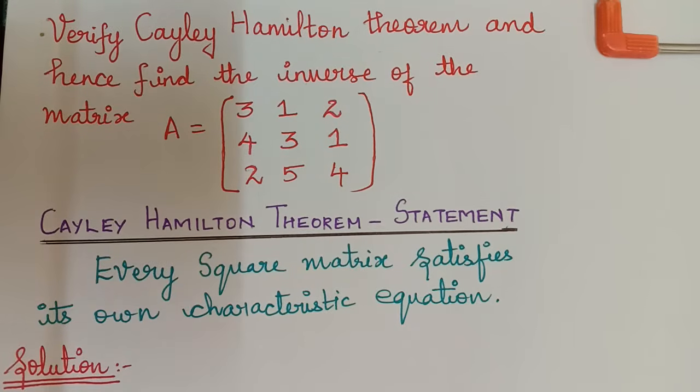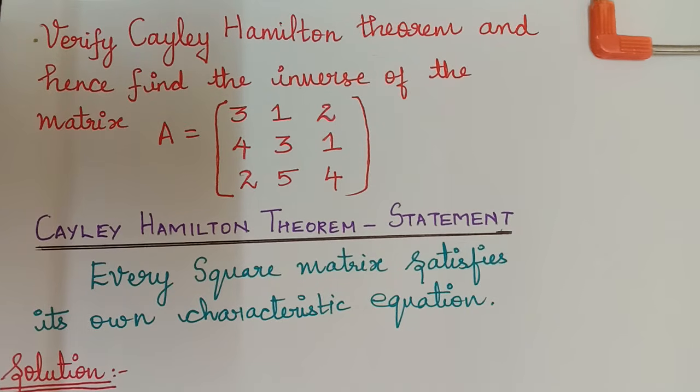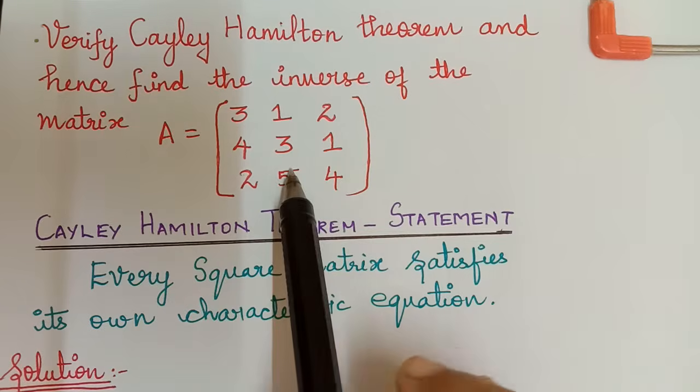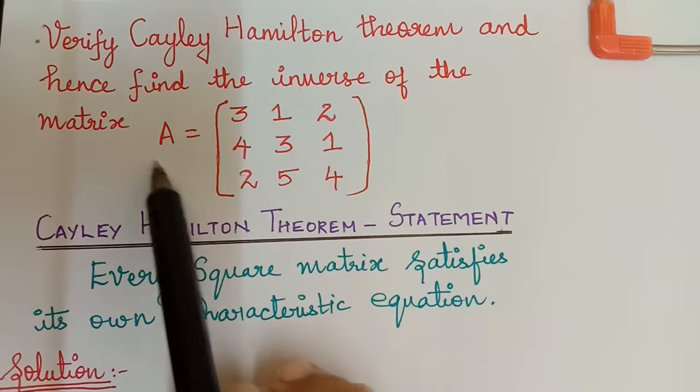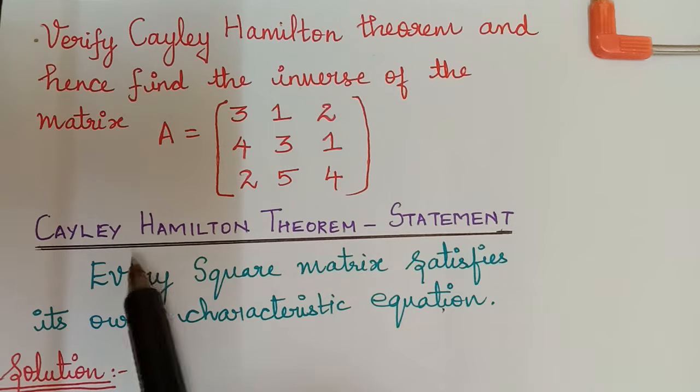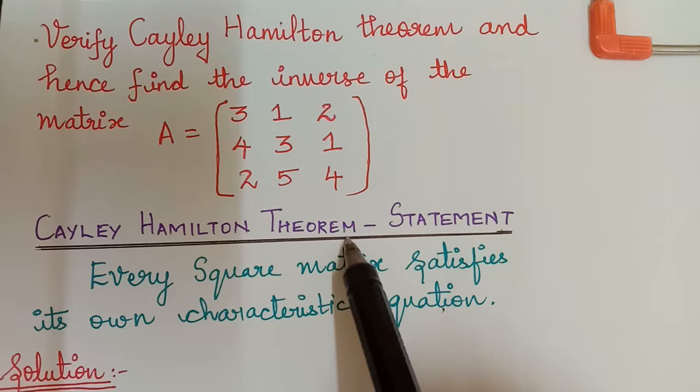Hello students, in this lecture let us learn about Cayley-Hamilton theorem and using Cayley-Hamilton theorem how to find the inverse of a matrix. Cayley-Hamilton theorem states that every square matrix satisfies its own characteristic equation. So if A is a given square matrix, then that A will satisfy its own characteristic equation. So this is the statement of Cayley-Hamilton theorem.